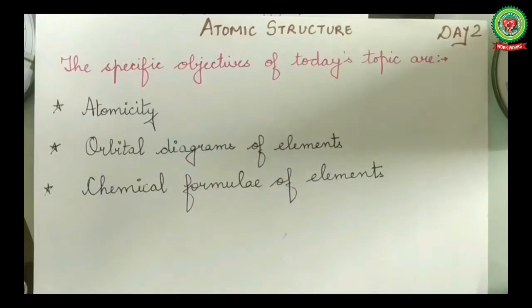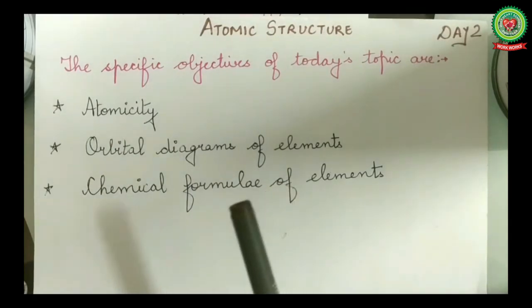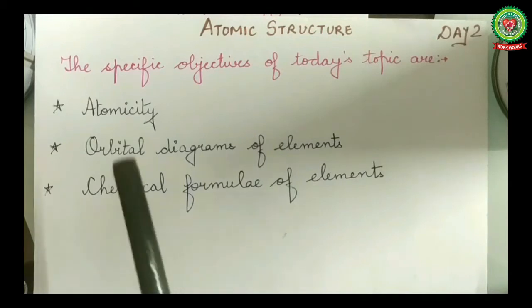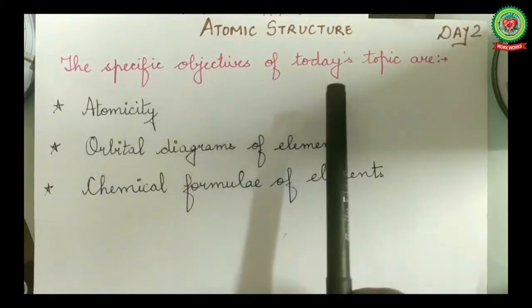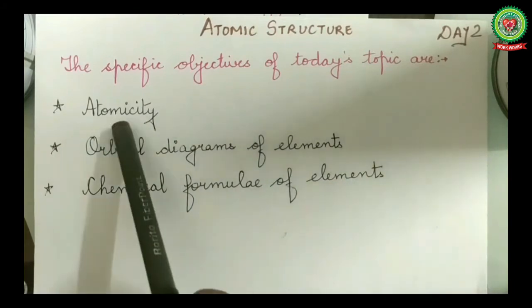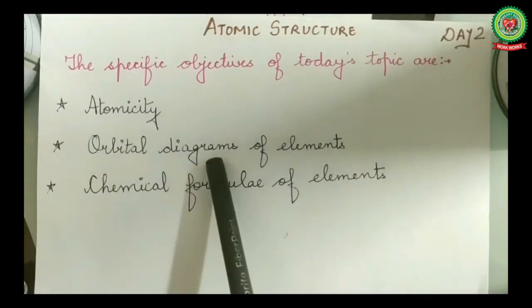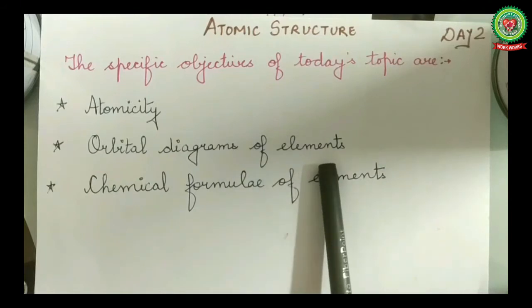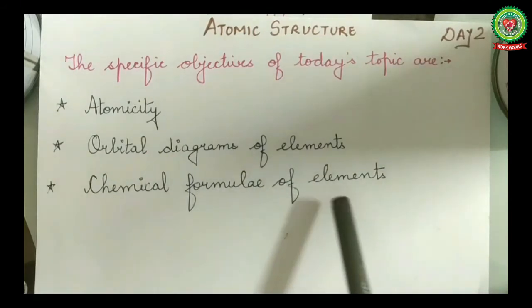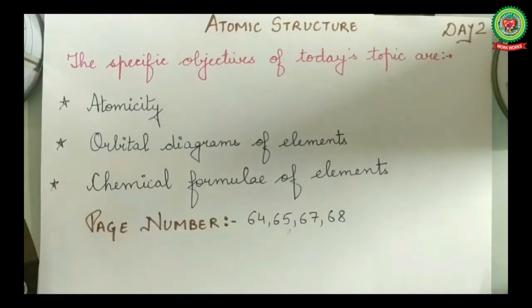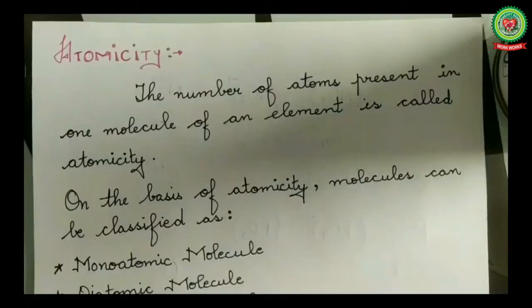Hello students, it's day 2 for the chapter Atomic Structure. Students, in the previous lecture we have discussed what is an atom, structure of an atom and terminology related to atomic structure. The specific objectives of today's topic are what is atomicity, orbital diagrams of different elements, and chemical formulae of elements. So open page number 64 of your chemistry textbooks.